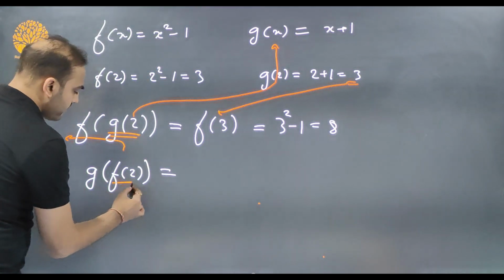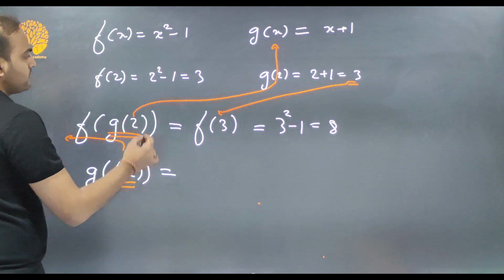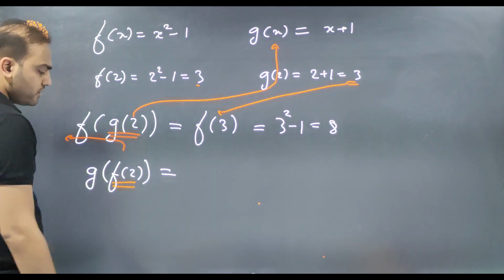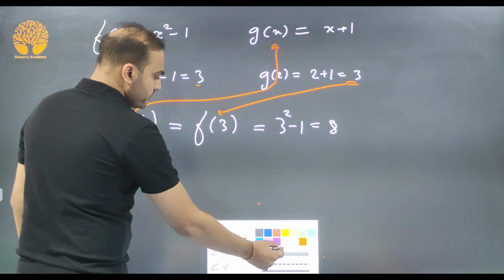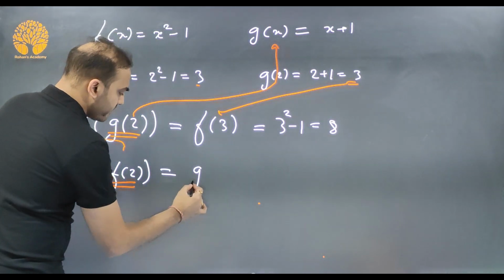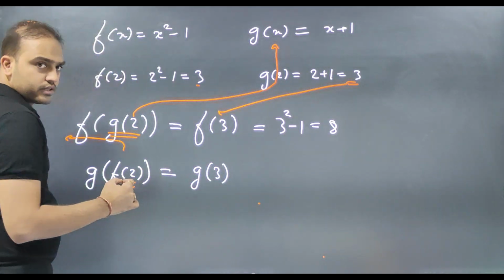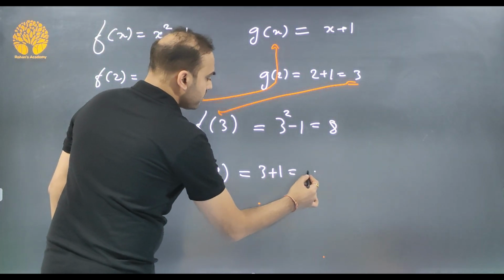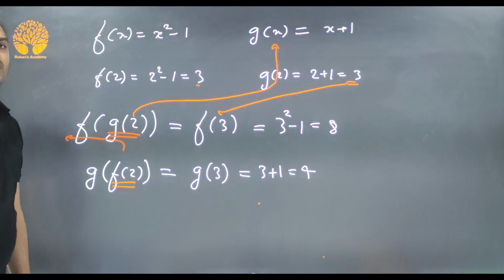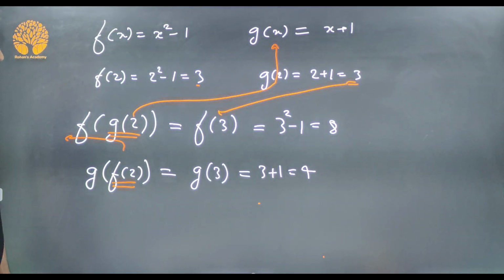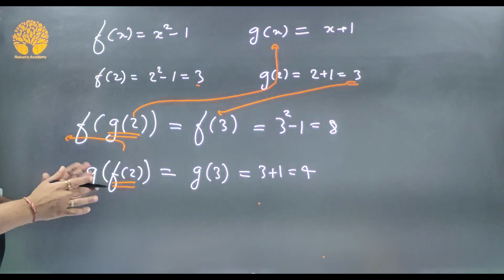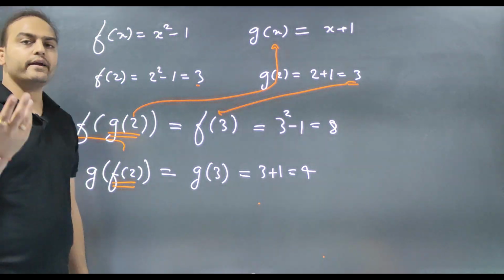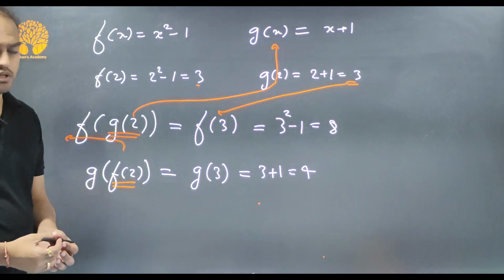Again, f of 2 we already know is 3. The question will convert to g of 3. G of 3 is 3 plus 1, which is 4. So I hope you understand this. Again, the idea is simply plug in values.